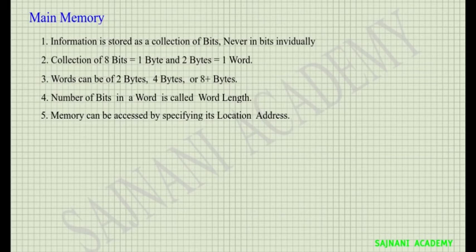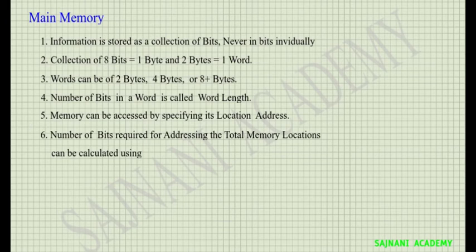Let us say we have a memory of 10 GB, so that means our processor should be able to generate the addresses of 10 GB locations. So each location can be accessed by the CPU using its address.